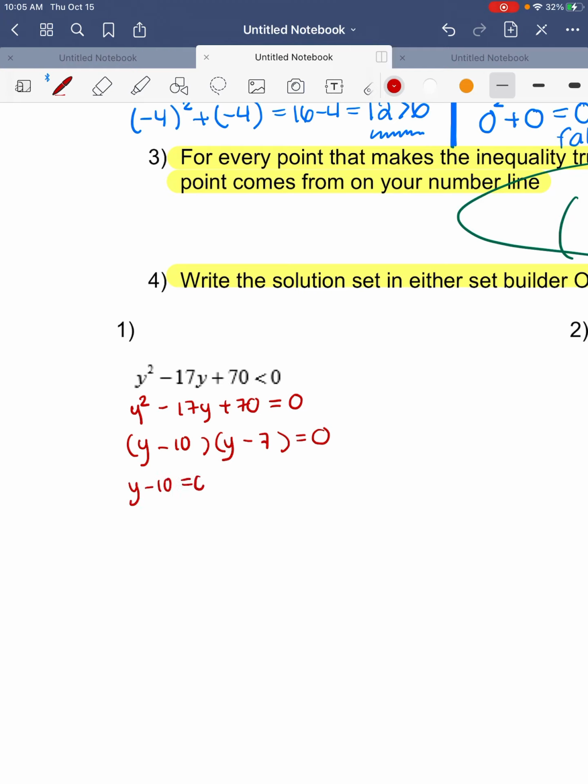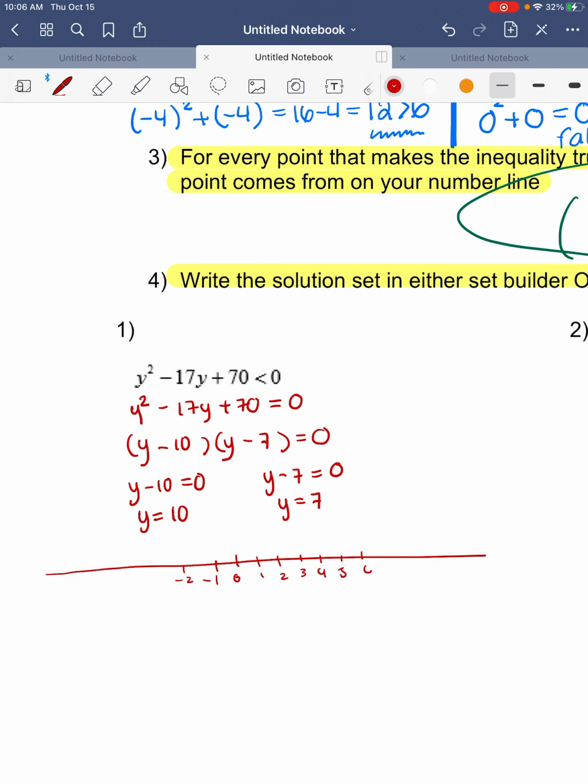Y minus 10 equals 0. Y minus 7 equals 0. From here, y equals 10, y equals 7. This is something that we covered yesterday and last week. Now, I'm going to do the number line. I'm going to have some positive numbers and negative numbers. So 1, 2, 3, 4, 5, 6, 7, 8, 9, 10, 11, 12, and so on.